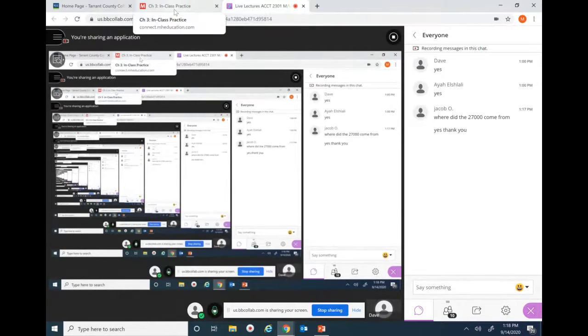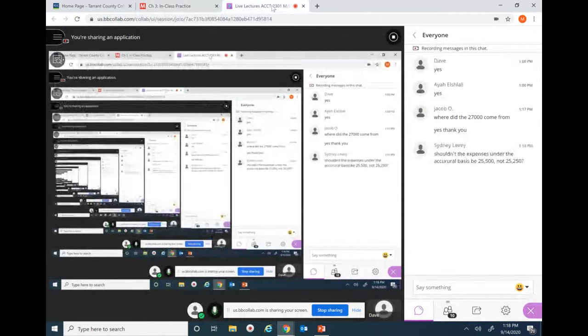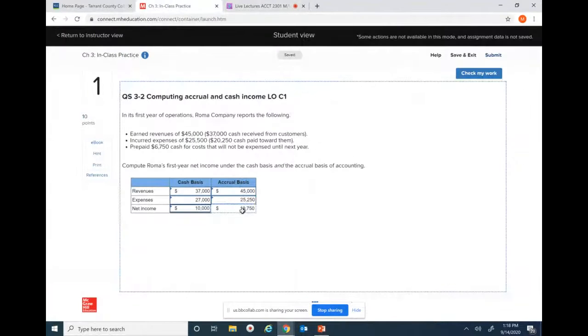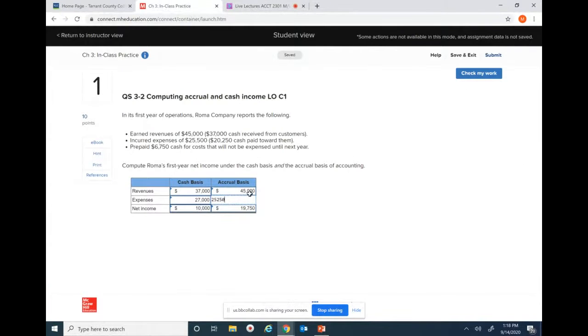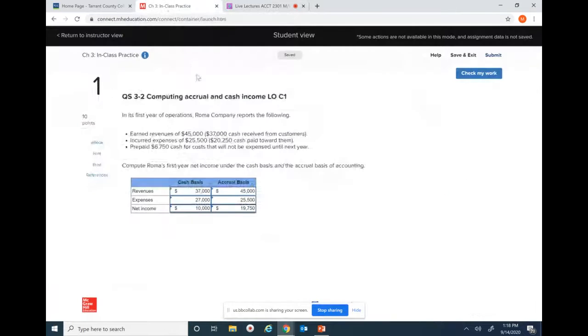Okay, let's see if maybe there's another question. Shouldn't the expenses under the accrual basis be 25.5? Yes, that's something that I mistyped. This one here is 25,500. You're correct. So can you guys recalculate the net income as well? It's 500. Okay, perfect. Let me remove this. There you go.